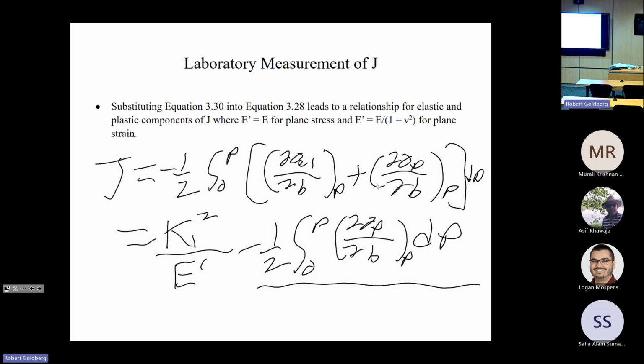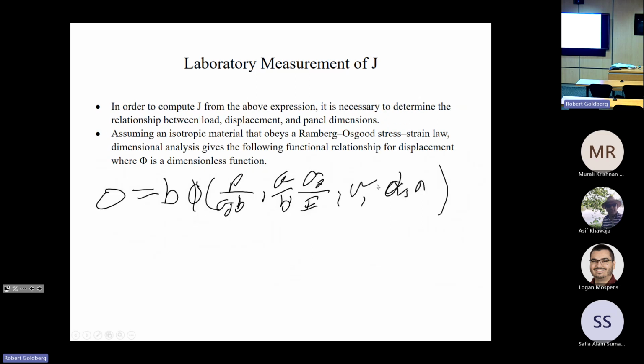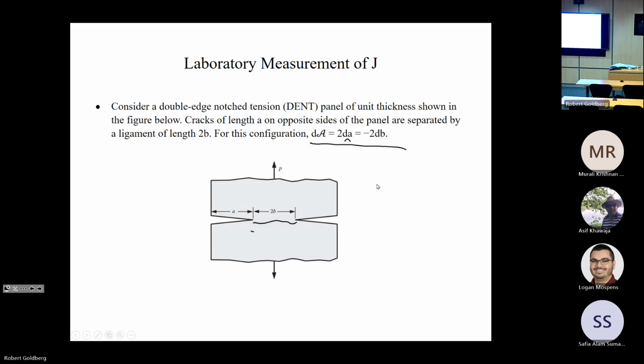And if the plastic deformation is just confined to this region between the crack tips, which makes sense, we can assume that B is the only length dimension which affects the plastic deformation delta P, which is a reasonable assumption provided the panel's deeply notched so that the average stress in the ligament is substantially higher than the remote stress in the gross cross section.